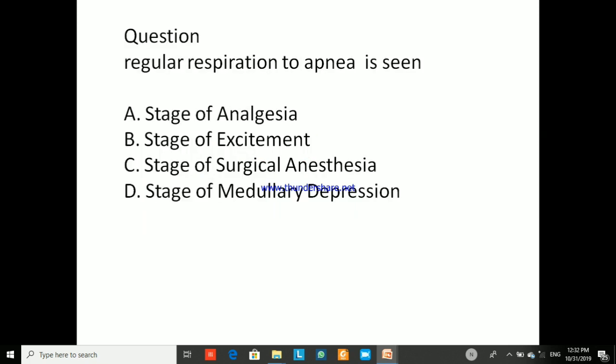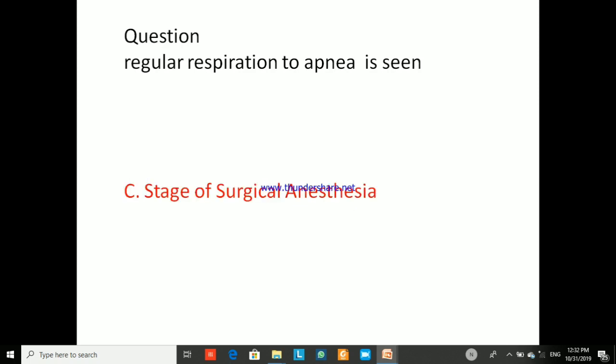Question. Regular respiration to apnea is seen. A. Stage of analgesia. B. Stage of excitement. C. Stage of surgical anesthesia. D. Stage of medullary depression. Question. Regular respiration to apnea is seen. C. Stage of surgical anesthesia.